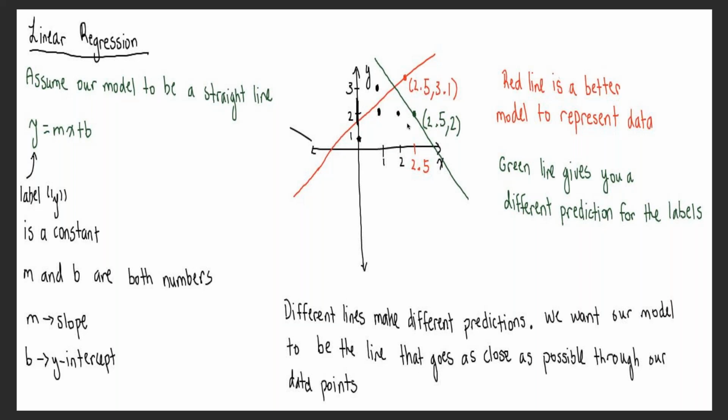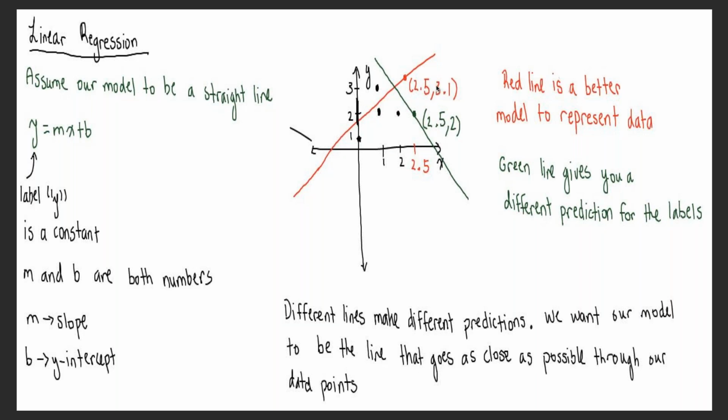In addition, I want to bring to everyone's attention that depending on which line or model you pick, you will get different predictions for the labels. Let's say that we have feature 2.5. Remember, features are the x values. I've written 2.5 in red on the x-axis. If we take the red line as our model predictor, the data point will be 2.5, 3.1. So the corresponding label to the feature of 2.5 will be 3.1.